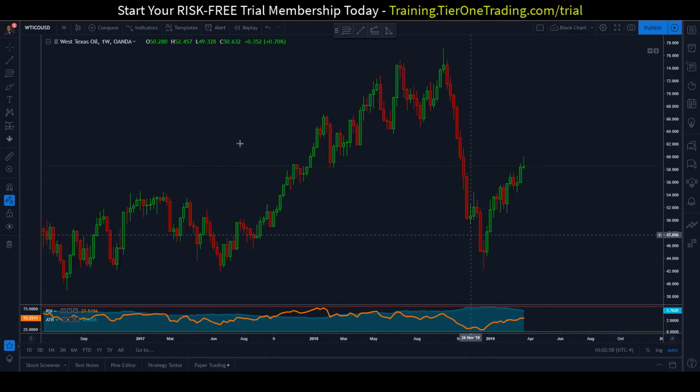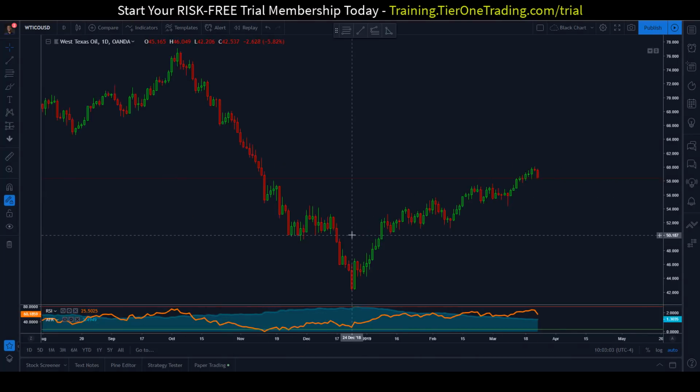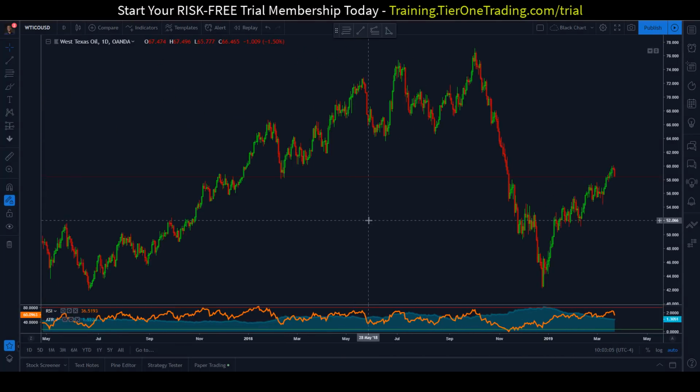Now, what we originally had here on oil, we're going to go back through what we looked at originally, was a head and shoulders pattern. This was a classic reversal pattern.